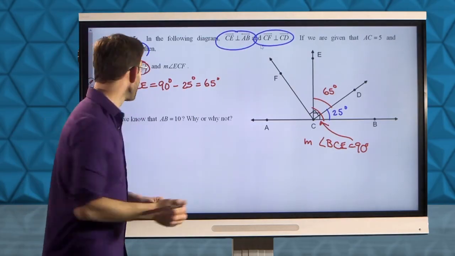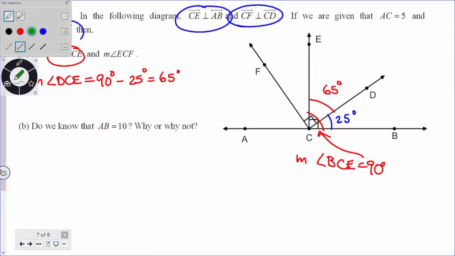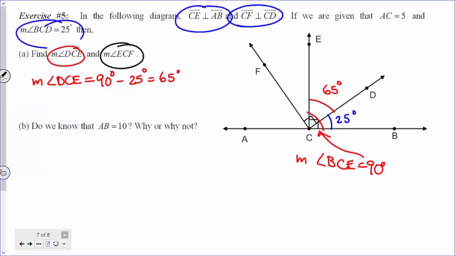Now they asked us to find another angle. Again, let me change colors. We'll go with black. So come out here. We're looking for the measure of angle ECF. That's going to be this angle. But the great thing about the measure of angle ECF is, again, just like before, we know that this angle has to be 90, right? Because CF is perpendicular to CD, and therefore the measure of angle ECF will then be 90 minus that 65 degree angle.